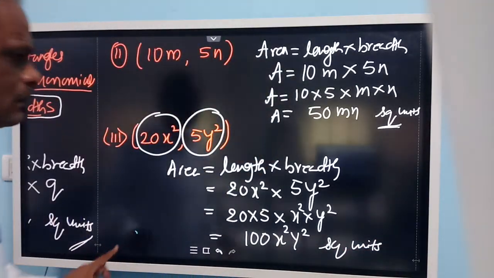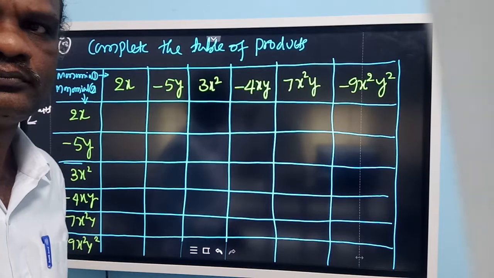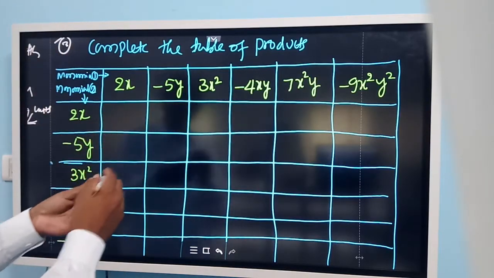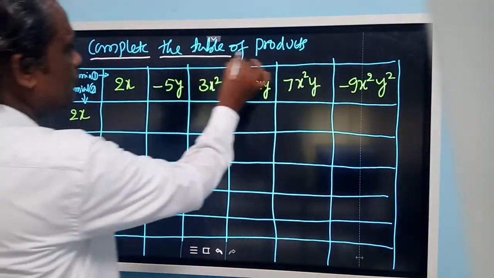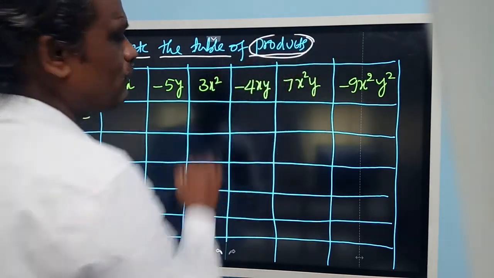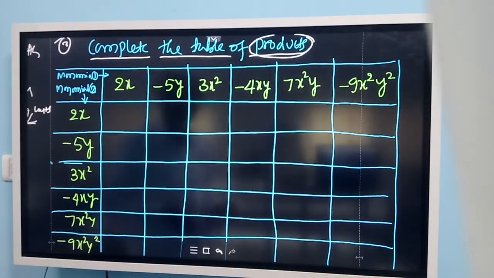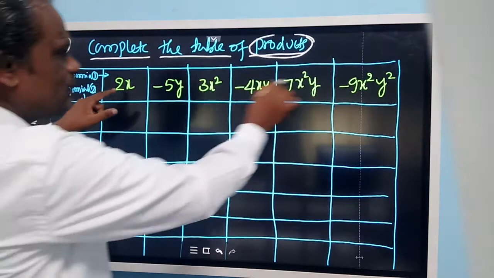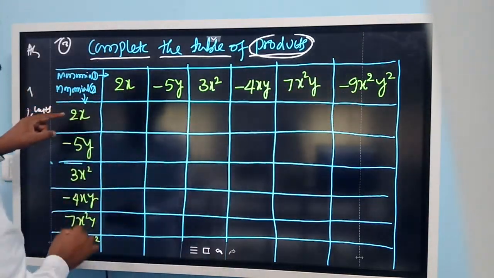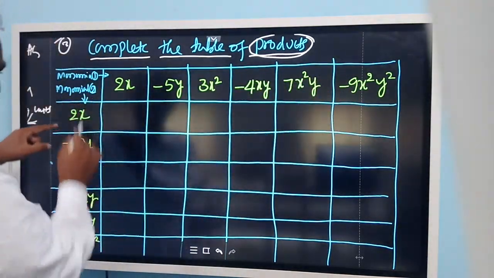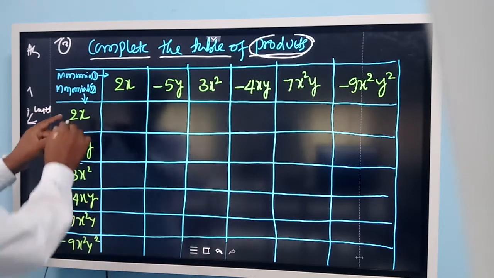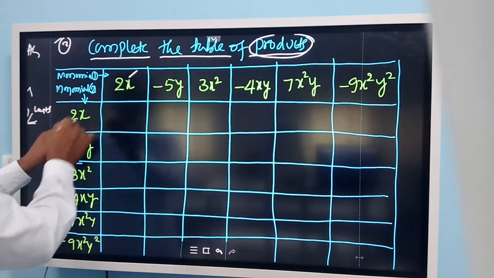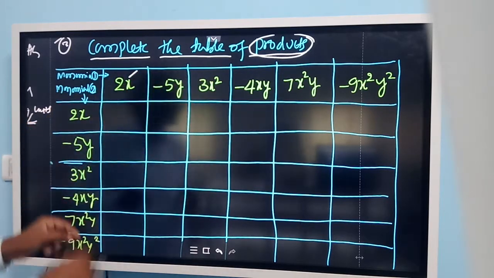So now this much. Let's look at this question now. Complete the table of the products. That means you need to multiply them. You have to find out the products. The first row represents the first monomial and this column the second monomial. You need to multiply like this, first monomial by each, row wise and column wise.